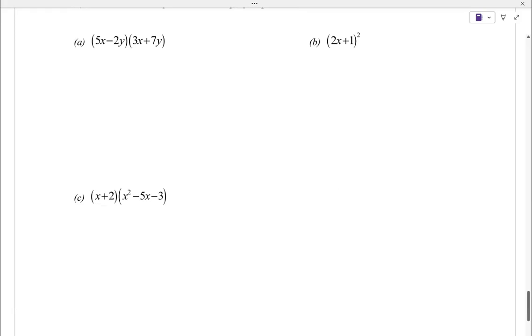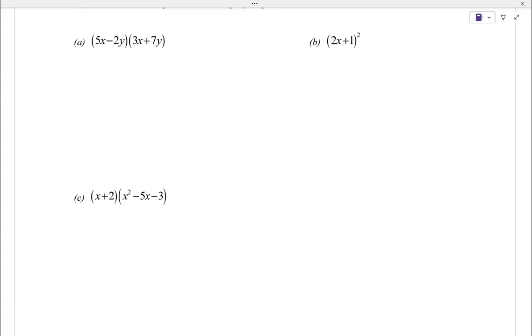So again, it's important to make sure that I distribute everything in the first one to everything in the second one. Right? So I've got to take the x times everything, and I've got to take the 2 times everything.